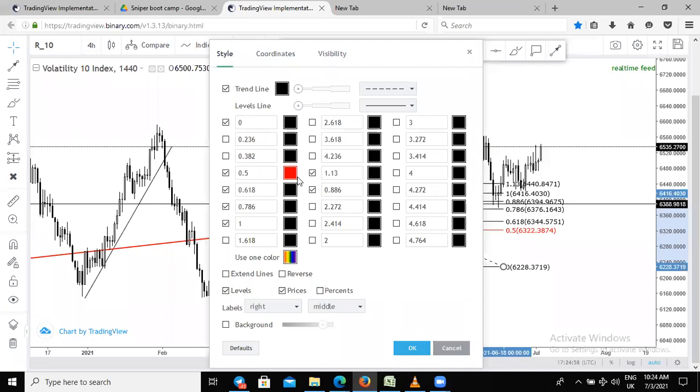So why am I making my 0.5 red? It is for my sniper entries. Do you understand what I'm saying? So majorly in smart money, the Fibonacci numbers that we take advantage of are 0.5, 0.618, 0.886, 0.786, and the likes. So these are our confirmations for our entry, though you are still going to understand them.